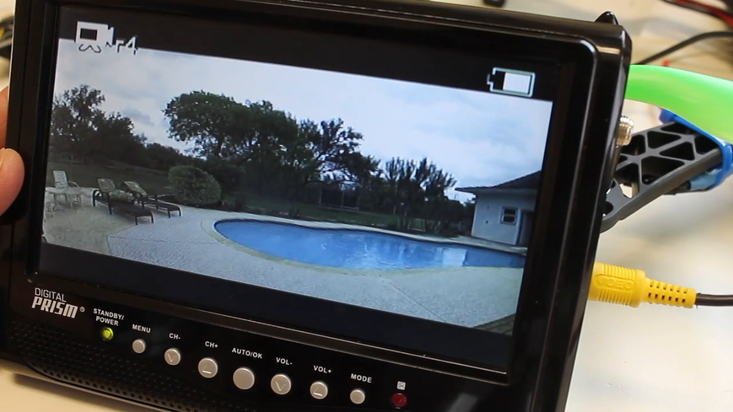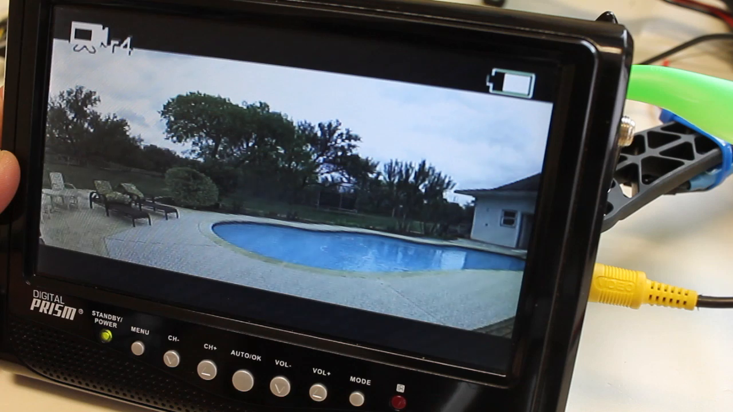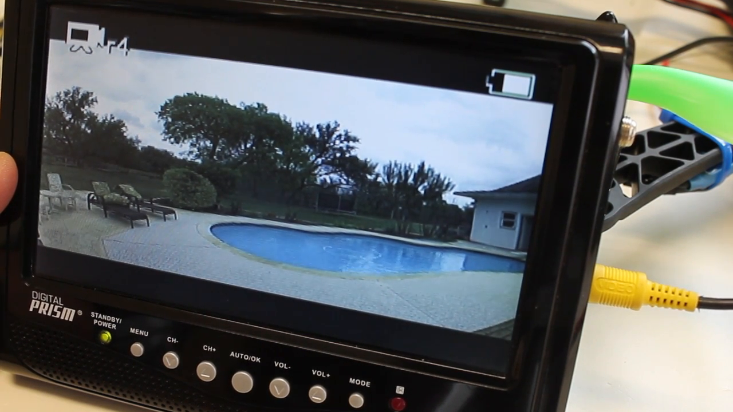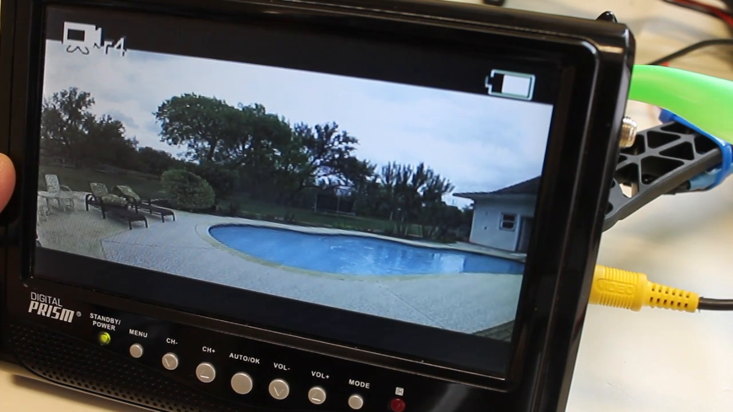Okay, so we're a little bit over 30 minutes into the test, and we're right at about 4 volts per cell. So we've used close to 0.2 volts per cell over the past 30 minutes.